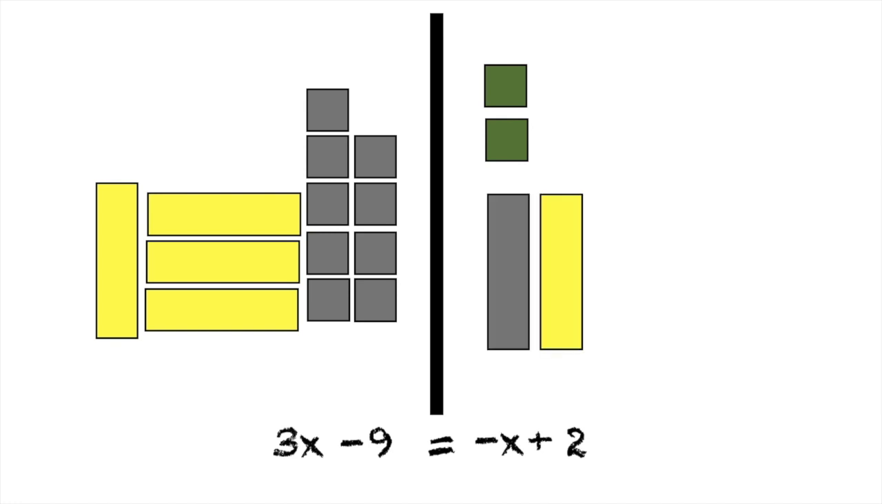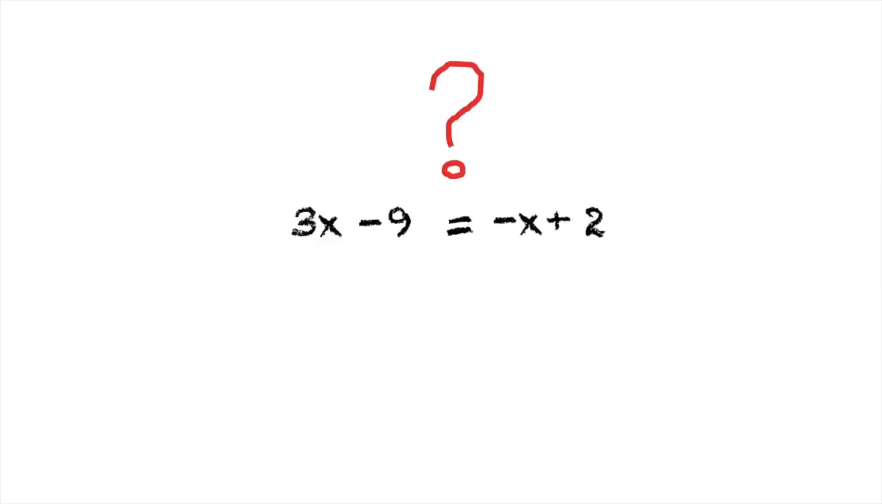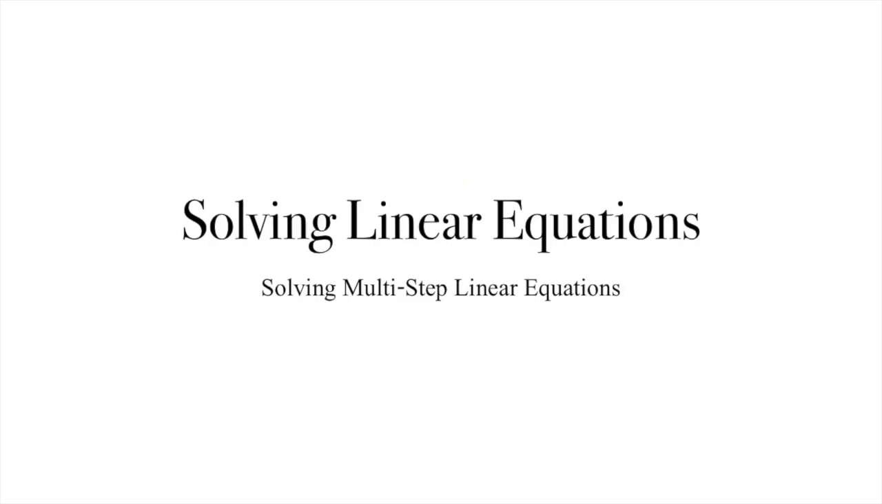When we see lots of terms on one side of the equation, before we deal with both sides, we should just deal with one at a time. Simplify it as much as we can and then try to solve for x. So what really is 3x minus 9 equal to negative x plus 2? Let me know your answers by leaving some comments below. So again, this is solving multi-step linear equations.